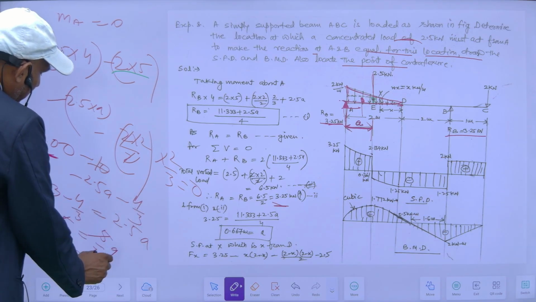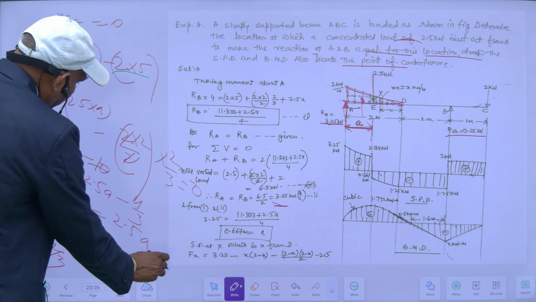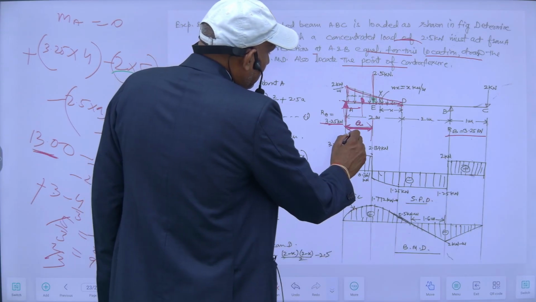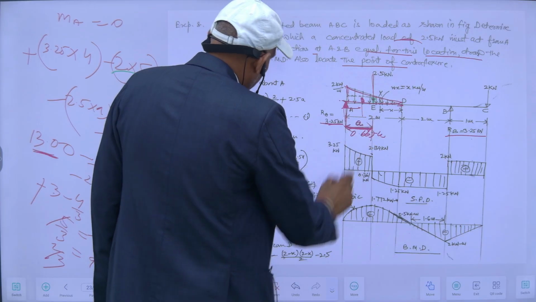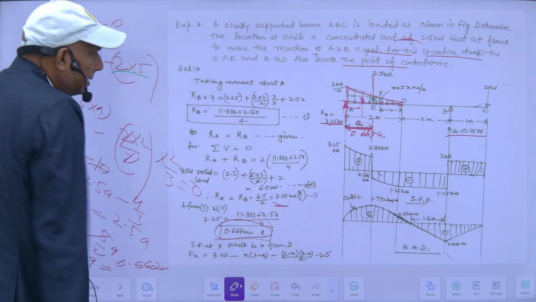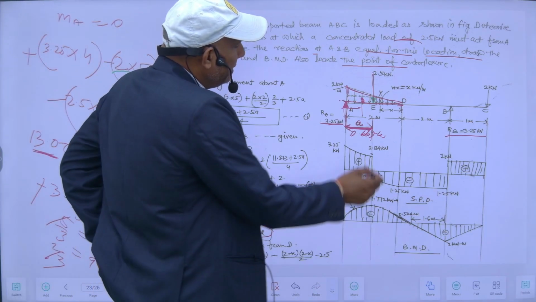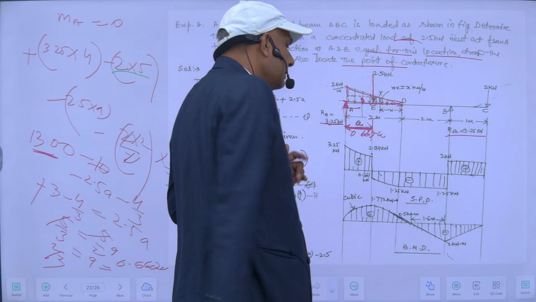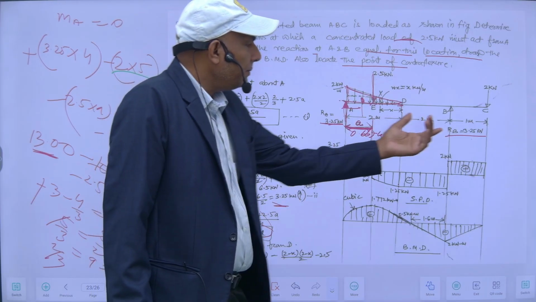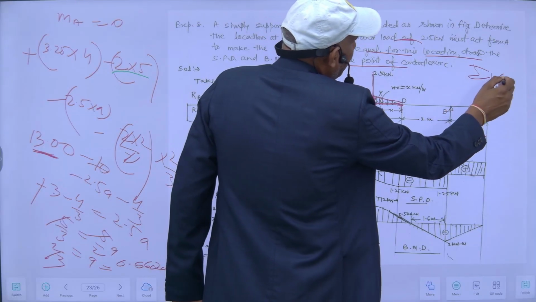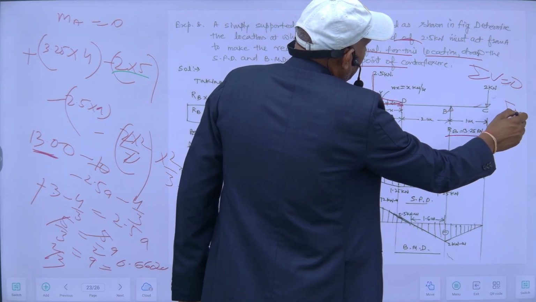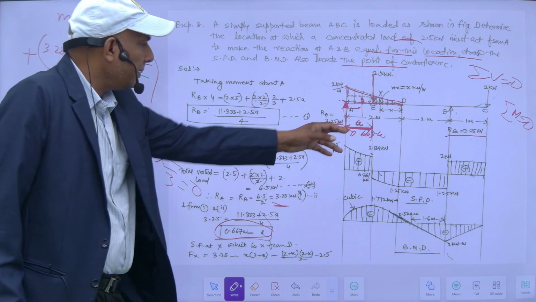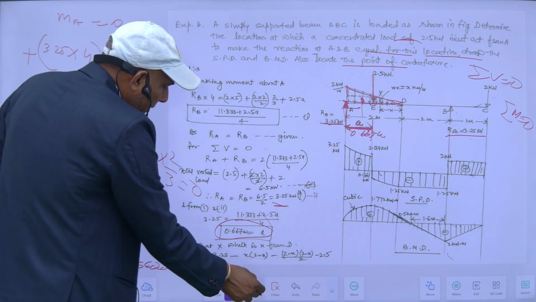So 2 by 3 is equal to 0.667 meter. It means this distance A is 0.667 meter from this spot. So this A is this one, 0.667. So I have found the location of this concentrated load so as to make the reactions RA and RB equal. First I found RA and RB from the condition of sigma V equal to 0, then by sigma M equal to 0, taking moment here and putting the value of RB, I can find this A. So this A is equal to 0.667.